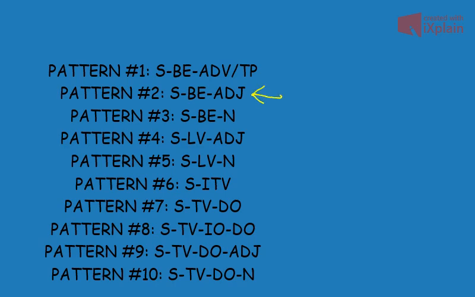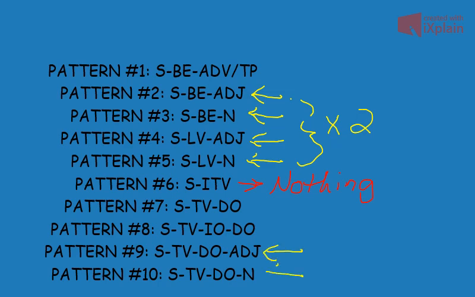Beginning at pattern 2, the patterns alternate from adjective to noun, which is repeated twice. Then nothing, that's how I remember the intransitive verb, because nothing follows. And then adjective to noun repeated again at 9 and 10. Now, 7 and 8 are abnormal, but you can think of a way to remember these.